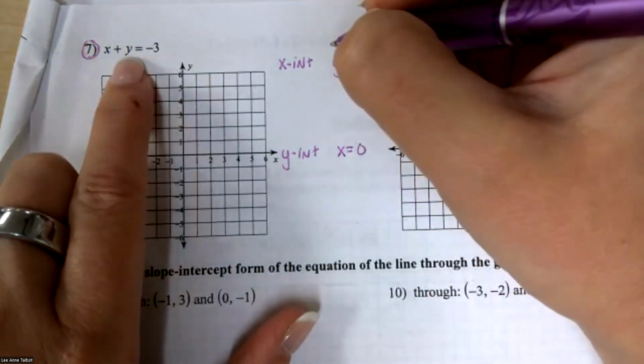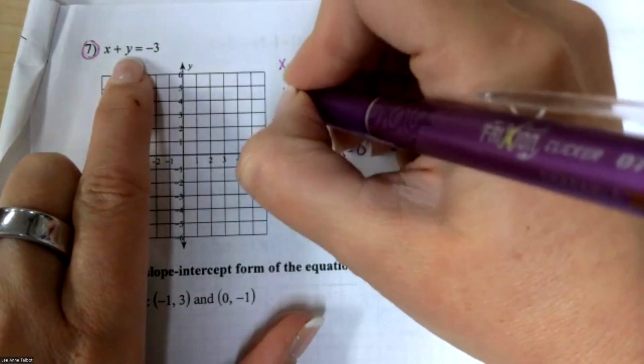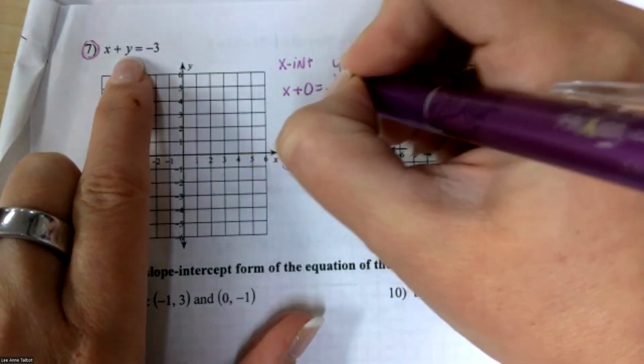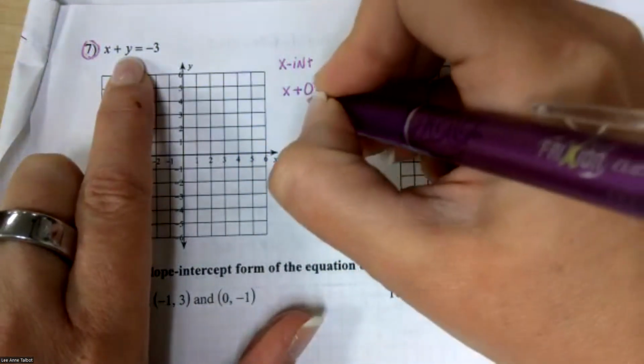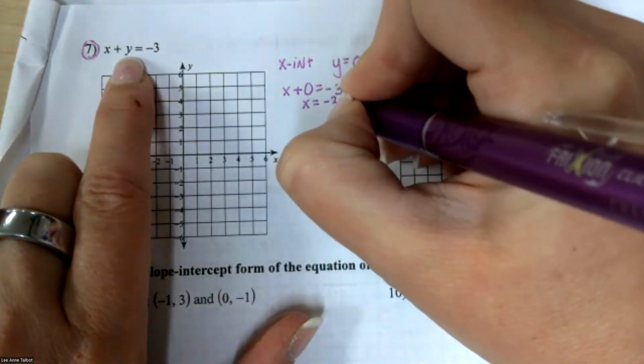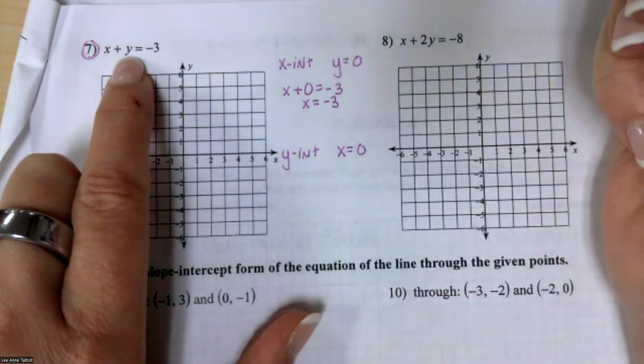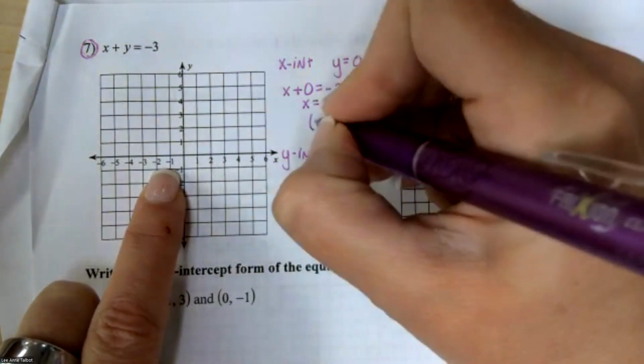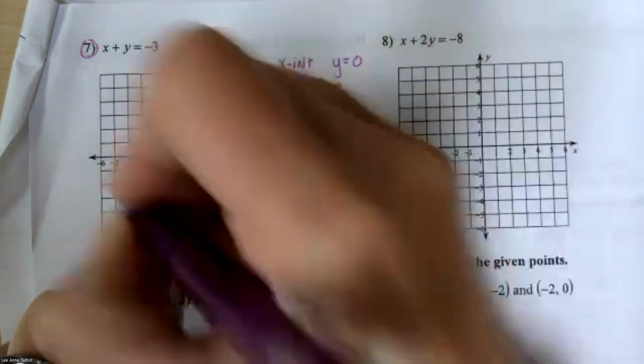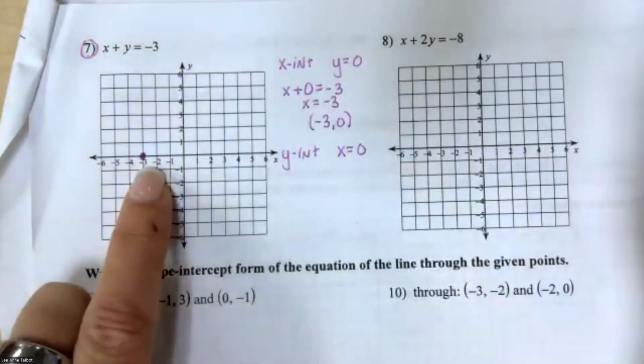We're going to first put a 0 in this spot. So x plus 0 equals -3. X equals -3. And that's the coordinate -3, 0. And we're going to graph that over here.